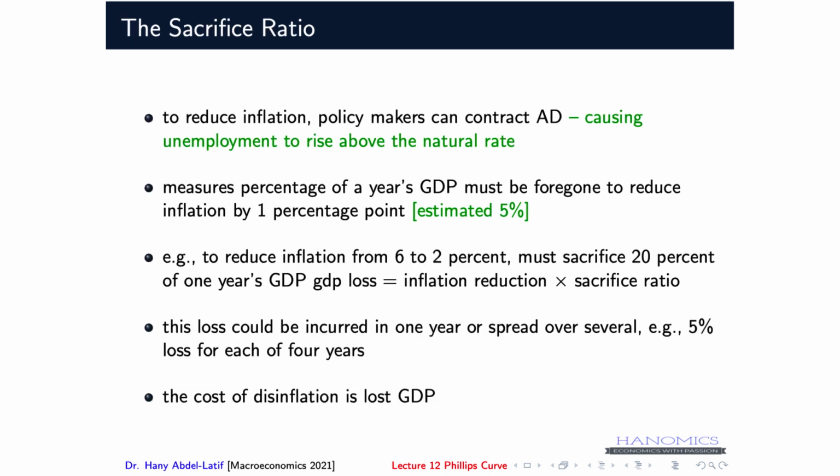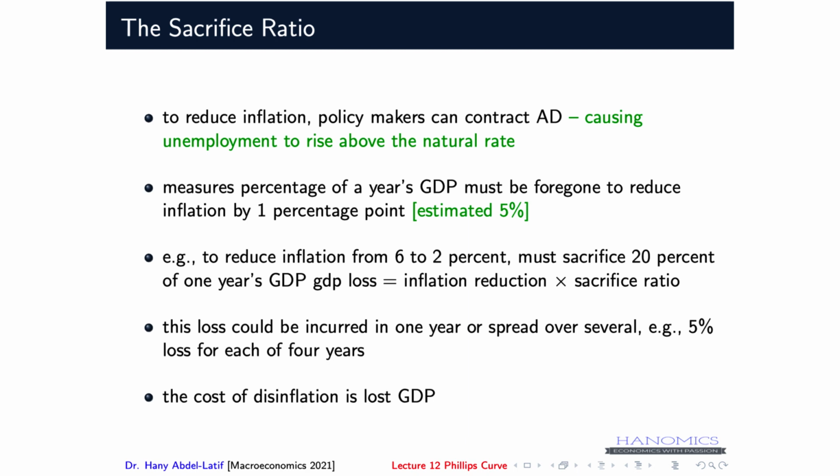So from here, if that sort of trade-off applies, we have what we call the sacrifice ratio. That means to reduce inflation, policymakers can contract aggregate demand, causing unemployment to rise above the natural rate. In that sense, the sacrifice ratio measures the percentage of a year's GDP that must be forgone to reduce inflation by 1 percentage point, usually empirically estimated at 5%.